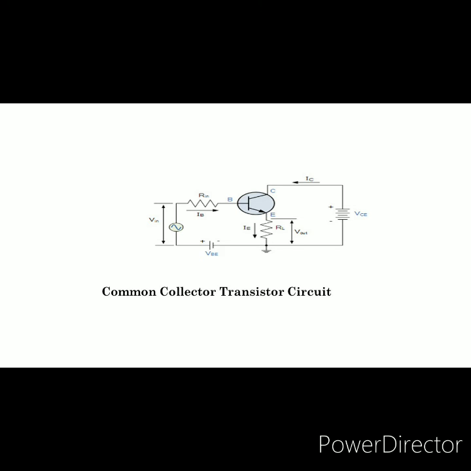The common collector transistor circuit. In the common collector configuration, the load resistance is connected in series with the emitter terminal, so its current is equal to that of the emitter current.